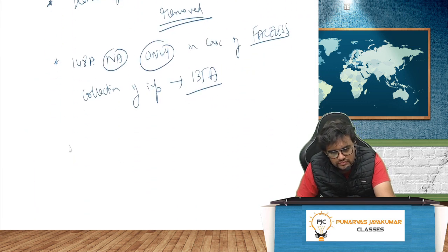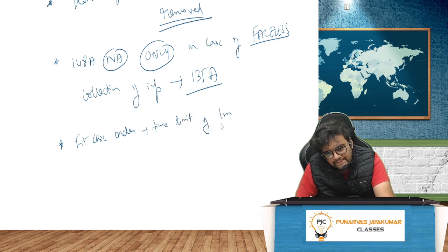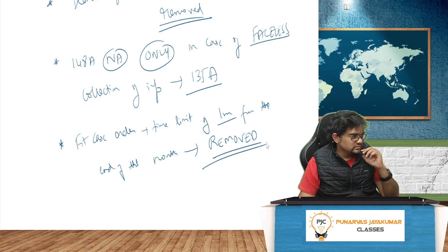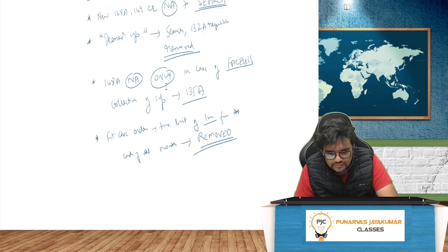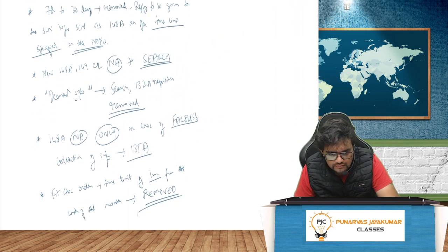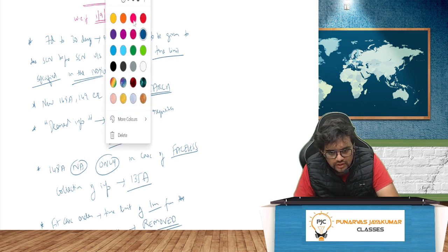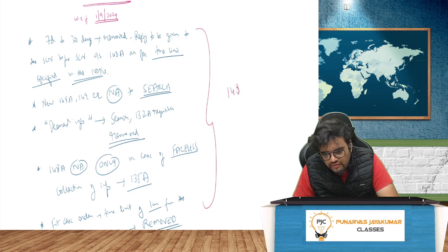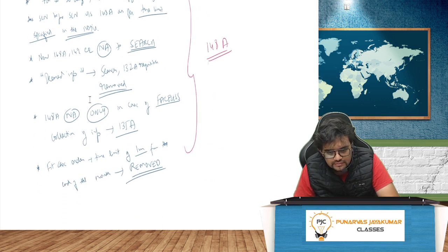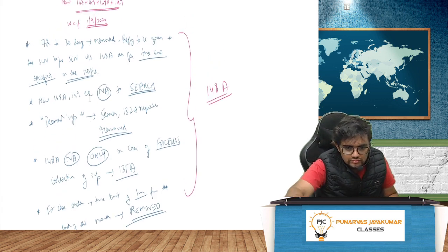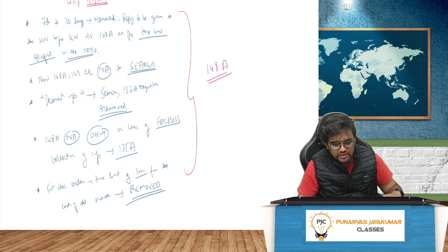So here, fit case order, time limit of 1 month from the end of the month is removed. These are the changes, guys, that's all. So I am now talking about 148A. Once you understand changes, no problem.